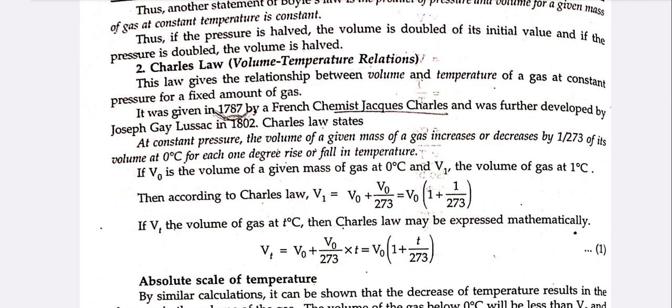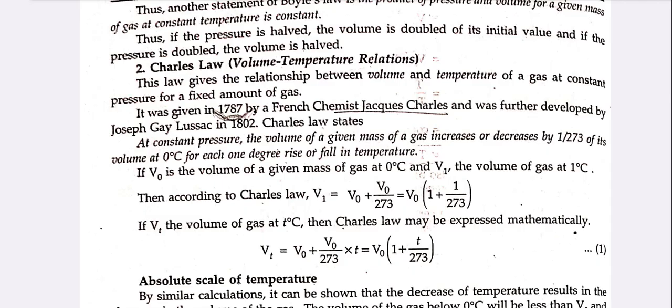Second one is Charles' law, the volume temperature relationship. This law gives the relationship between volume and temperature of a gas at constant pressure for a fixed amount of gas. It was given in 1787 by French chemist Jacques Charles and was further developed by Joseph Gay-Lussac in 1802. Charles' law states that at constant pressure, the volume of a given mass of a gas increases or decreases by 1 upon 273 of its volume at 0 degrees Celsius for each 1 degree rise or fall in temperature.